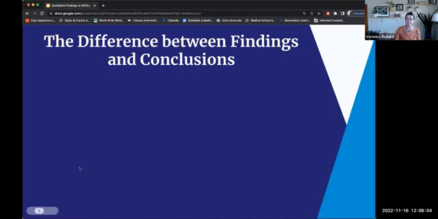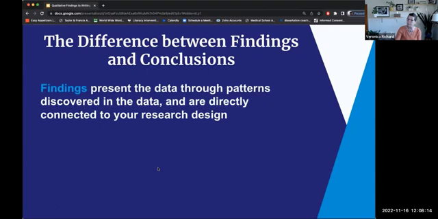Findings and conclusions. This is something that I realized a lot of people get confused on, so I really wanted to stress this point. The findings represent the data through patterns in qualitative research. These patterns can be themes or stories or things like that, but it's directly from the data and they're directly connected to our research design. So we'll discuss that a little bit.